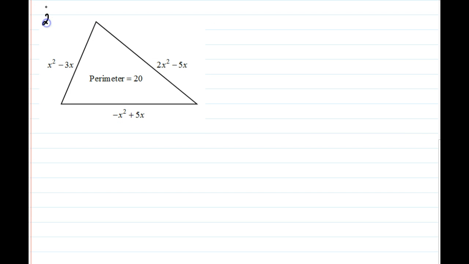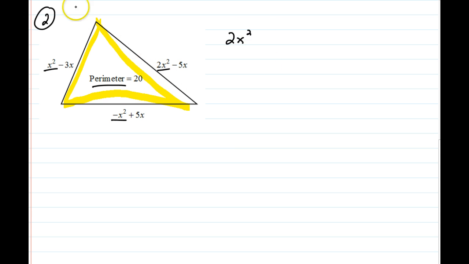Alright, for number 2, it tells us we have the perimeter. So that means we have to add up all 3 sides of the triangle. So start with your x squared. X squared minus x squared is 0, and then plus the 2x squared gives us 2x squared. And now our middle term, negative 3 plus 5 is positive 2, and then positive 2 minus 5 is negative 3. We get negative 3x. And then it tells us that the perimeter equals 20.